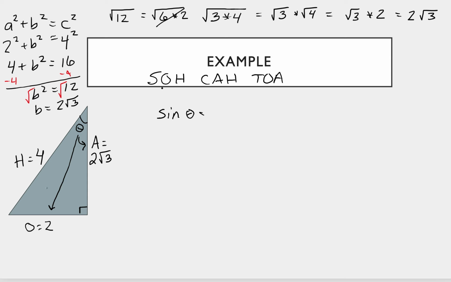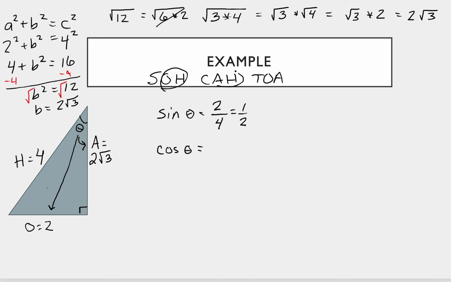So sine. Sine is opposite over hypotenuse. So O is 2, hypotenuse is 4, and I can reduce that to 1/2. So sine is going to be 1/2. All right, let's look at the cosine.